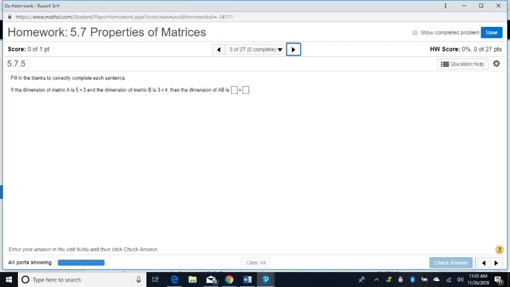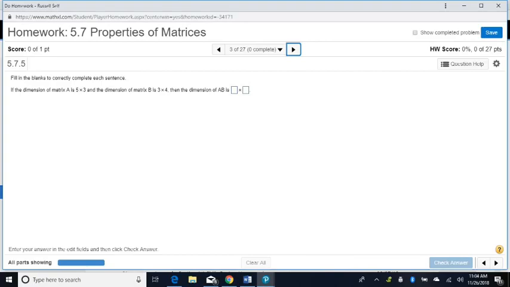All right. So, let's look at this one. Fill in the blanks to correctly complete each sentence. If the dimensions of matrix A is 5 by 3, and the dimensions of matrix B is 3 by 4, then the dimensions of A times B is. Now, this time we're talking about multiplying matrices. So we're talking about a different animal, so let's talk about that and write out some rules for that.